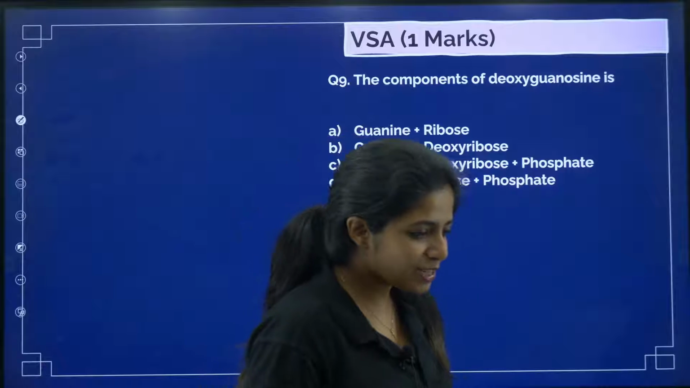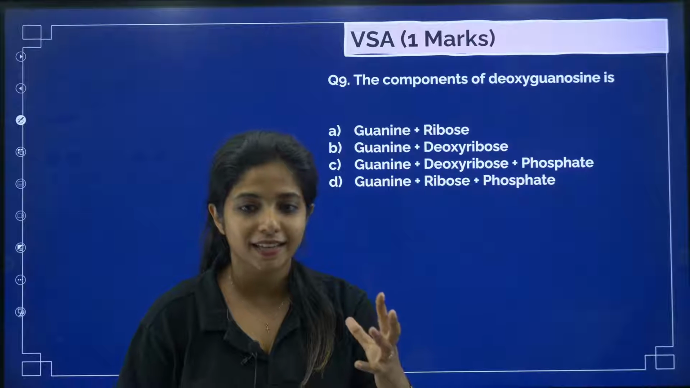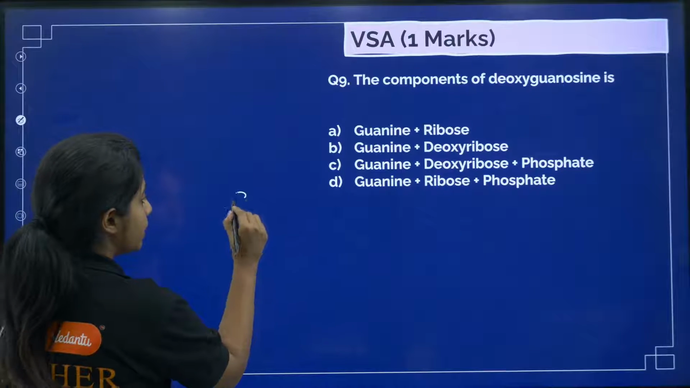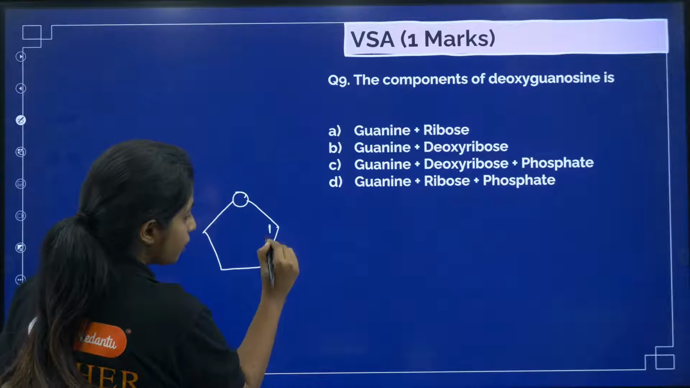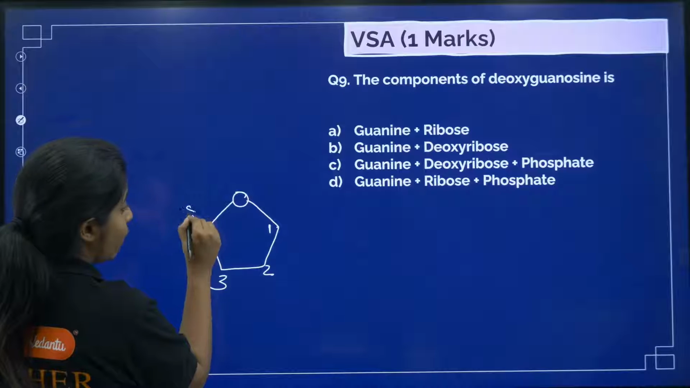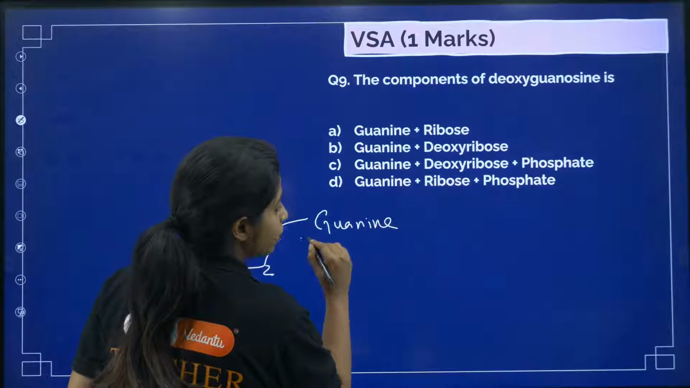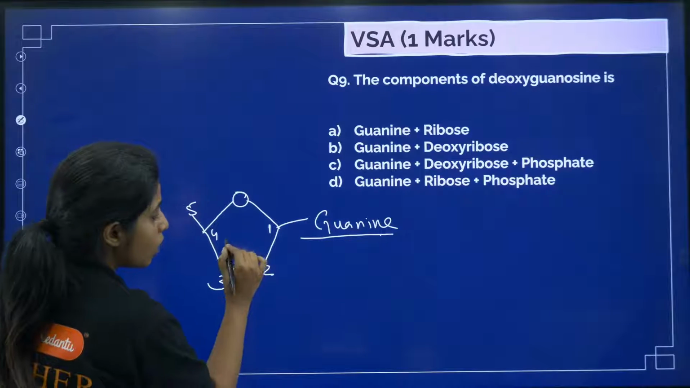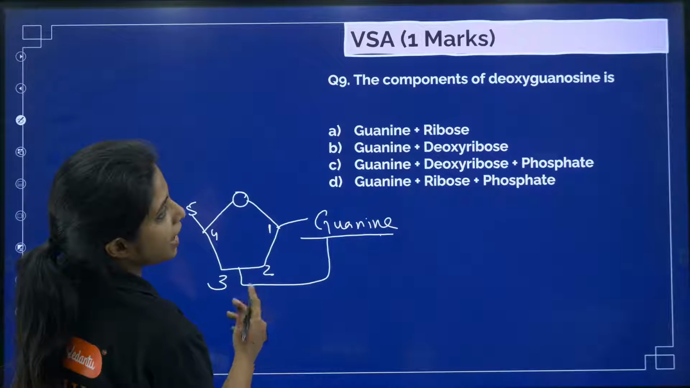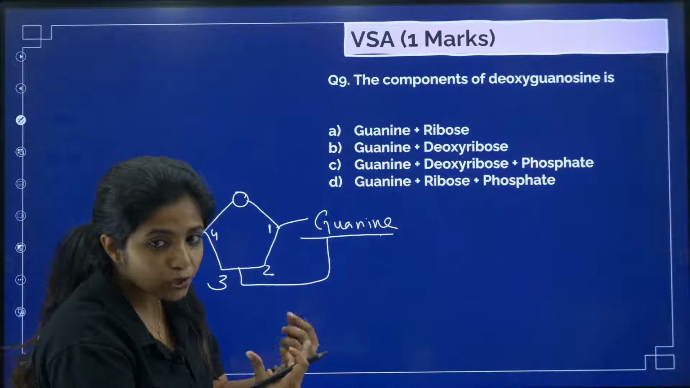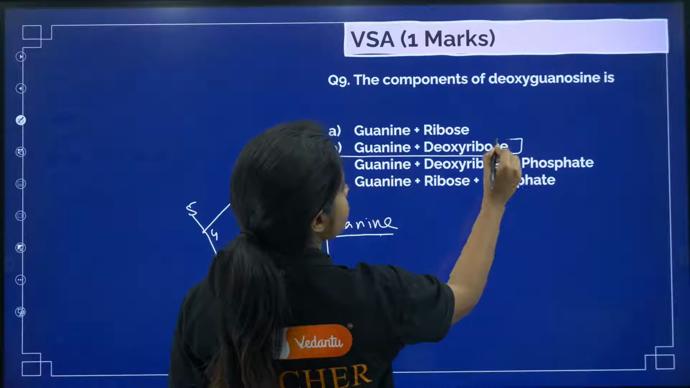Okay, chalo. Now question number 9, my dear children. The components of deoxyguanosine is. What do you mean by deoxyguanosine? That means there is a deoxyribose sugar, and on the first carbon of this deoxyribose sugar, what do you have? You have guanine. Guanine is a nitrogen base. Now, when guanine comes along with the deoxyribose sugar, you will call this thing deoxyguanosine. So, what do I need for it? My dear children, I need guanine and also deoxyribose sugar.